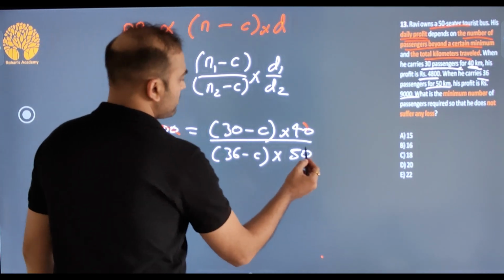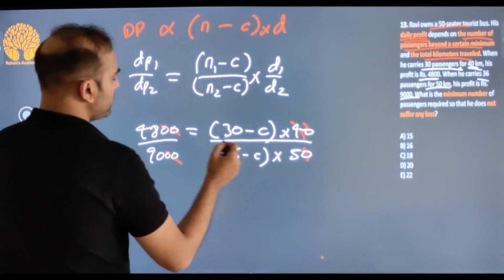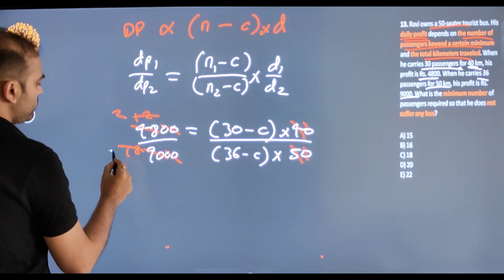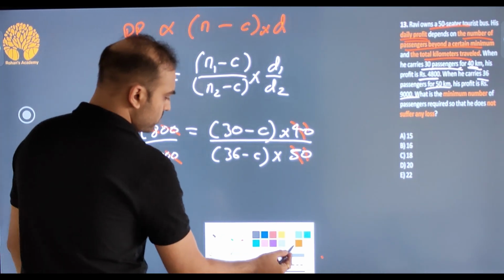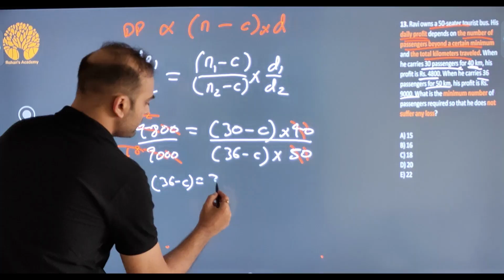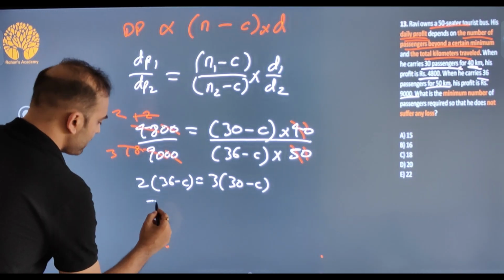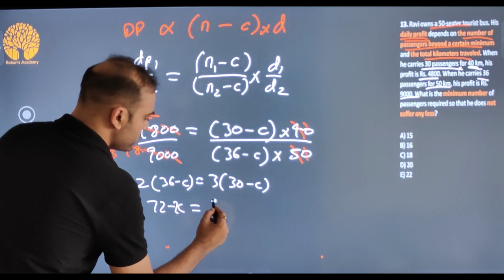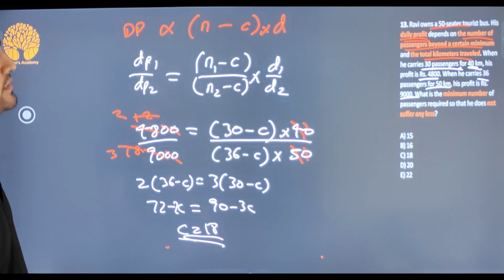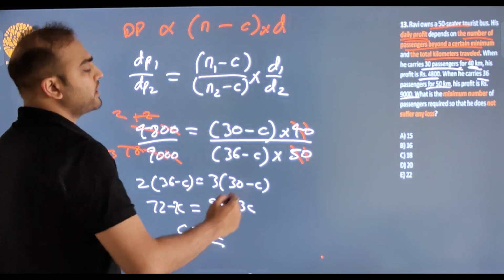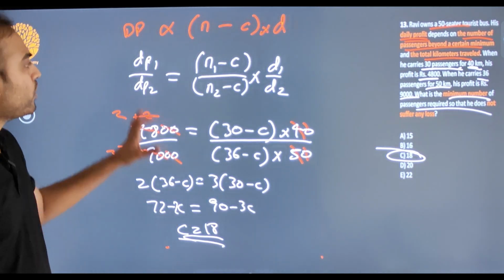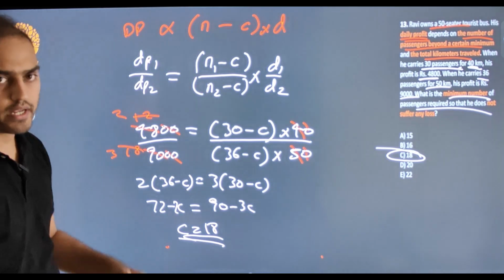Cancels out. I don't want numbers here. 12, 18, 2, 3. Now you just cross multiply. 2 times 36 minus C is 3 times 30 minus C. 72 minus 2C is equal to 90 minus 3C. C is equal to 18. So what does that tell you? That the minimum number he needs to carry is 18. Again, what we did, we just applied the relationship.